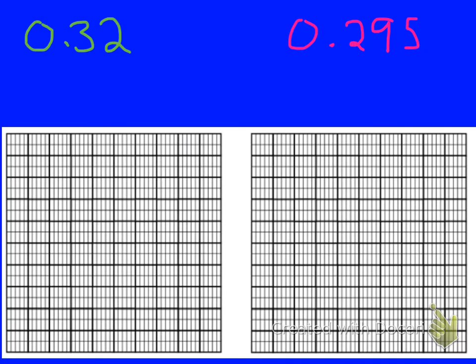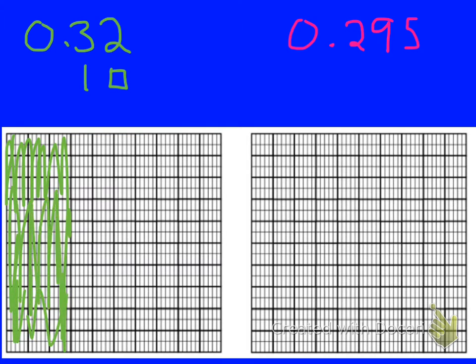Alright, let's say that you're asked to compare 32 hundredths to 295 thousandths. One way we could do this is using a grid. So remember the tenths place is the long, the hundredths place are the cubes. So I have 3 longs, 2, 3, to shade in, and 2 cubes.